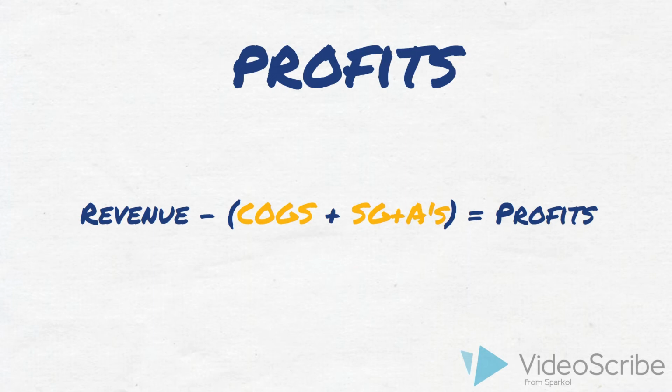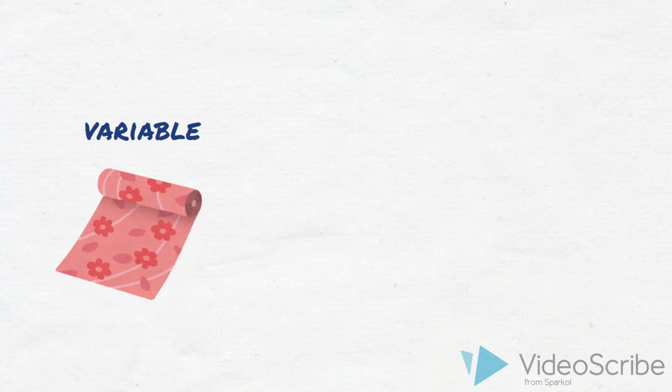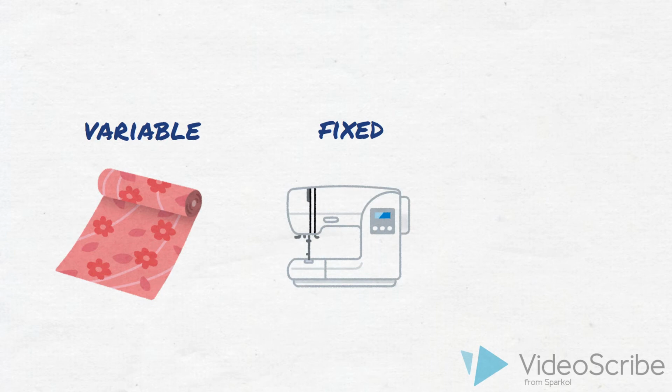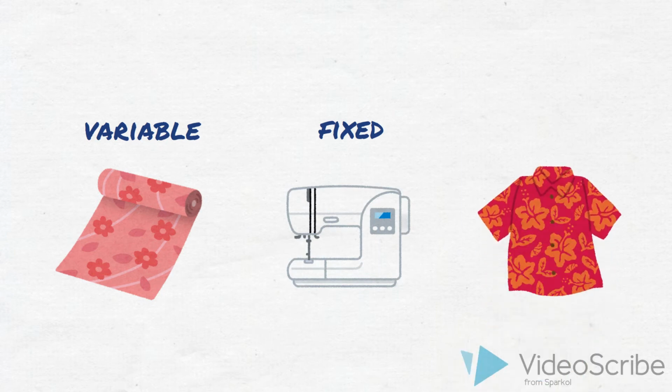When mentioning costs, it is also worth noting that they can be either variable or fixed. Variable costs change in proportion to how much a company produces or sells. The more you produce, the higher your costs will be. Examples include raw materials, delivery costs, and commissions. Fixed costs, on the other hand, are constant no matter how much you produce. Examples would include equipment, wages, and insurance.